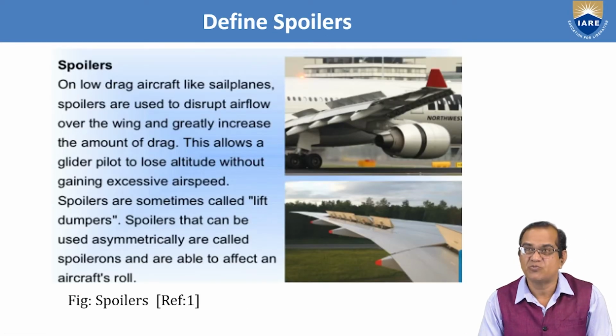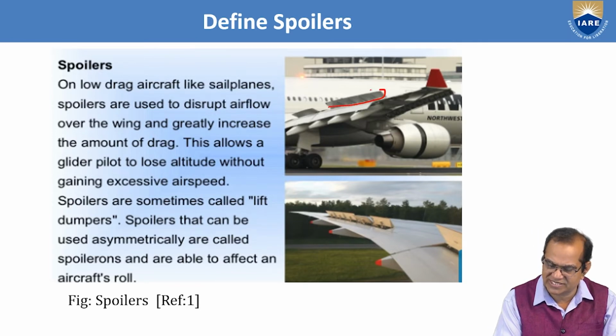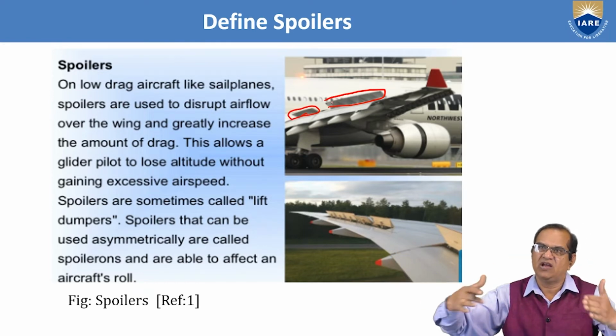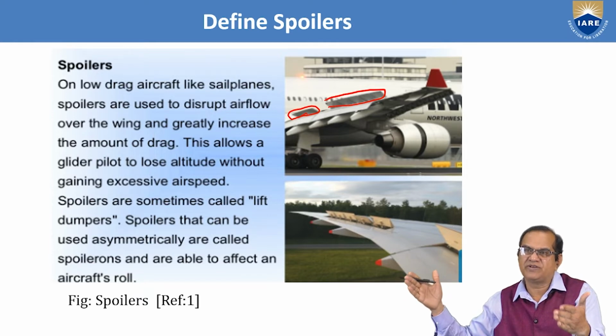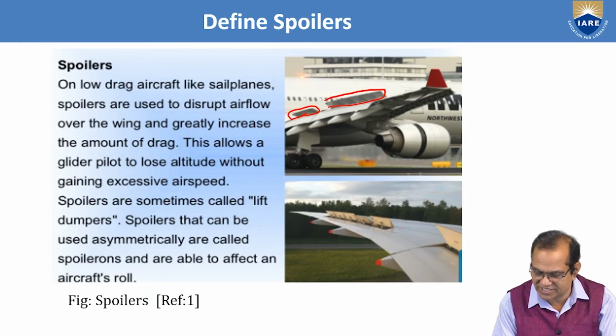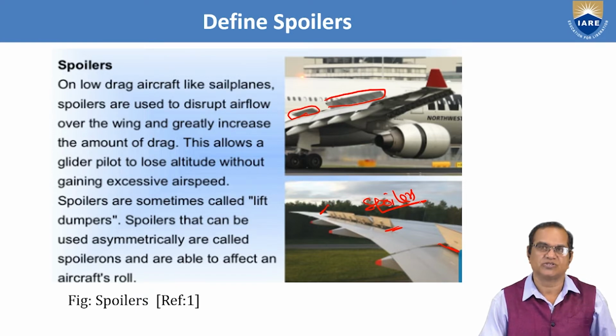Then what are the spoilers? Spoilers are on top of the wing. These are the spoilers here and here, a series across the wing area from the root to the tip, leaving some 10 to 15%, and here also you can see from here to here. So these are the spoilers. What are the spoilers and how are they used?